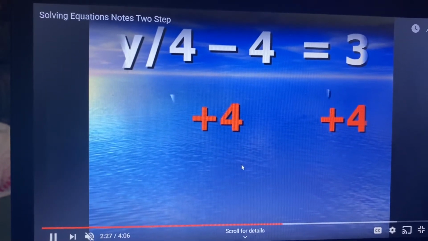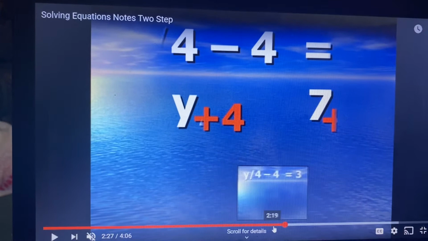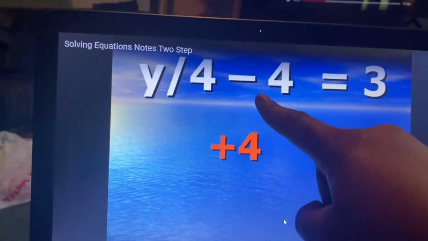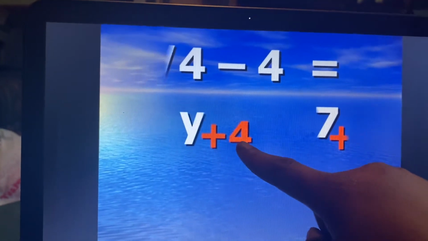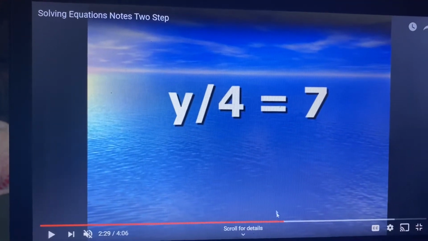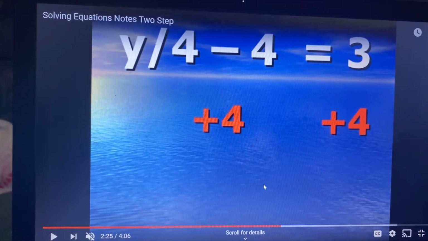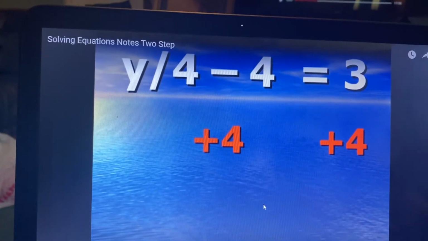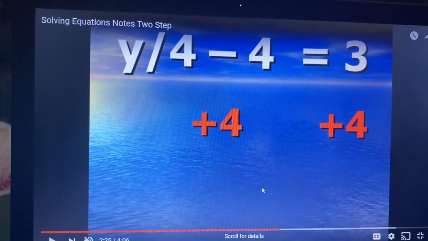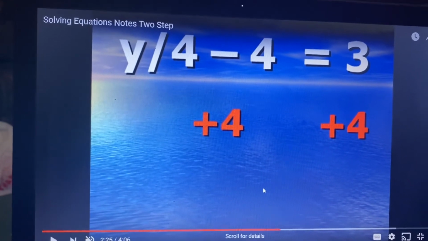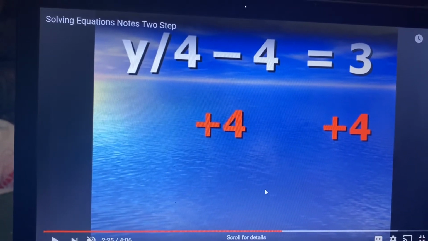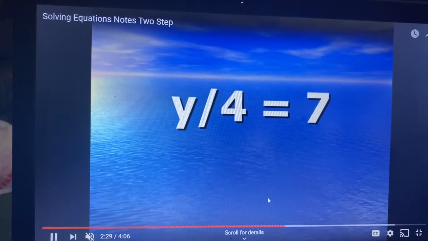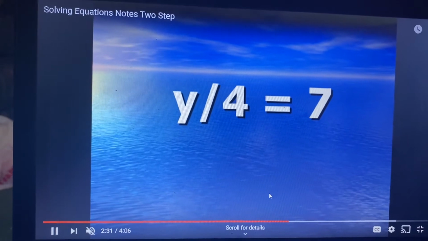A negative 4 plus a positive 4 will be 0. 3 plus 4 will give us 7. So that will leave us with y divided by 4 equals 7.